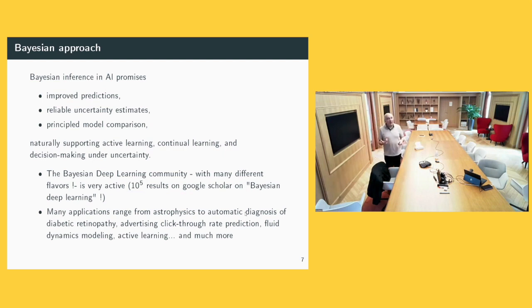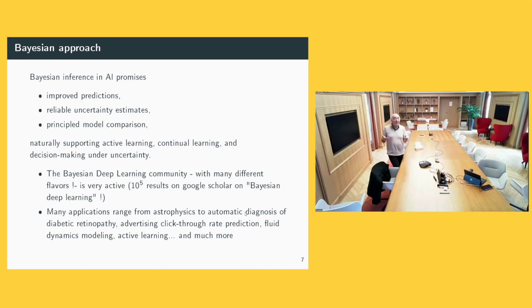As soon as people started doing deep learning, they noticed that the calibration of error in deep learning is wrong, and there are many approaches, which I will describe later on. One of these approaches is Bayesian. So what are the Bayesian inference promises in artificial intelligence? First, to improve the predictions. Second, to obtain reliable uncertainty estimates, and also that you might do some model comparison, even if in the world of deep learning that doesn't seem to be very much applied.